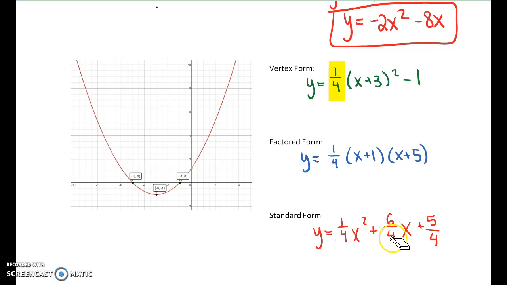6/4 can be written as 3/2. I just left it like that because I wanted you to know that I distributed the 1/4 out to all the pieces. So that is how you would write a quadratic function from a graph.